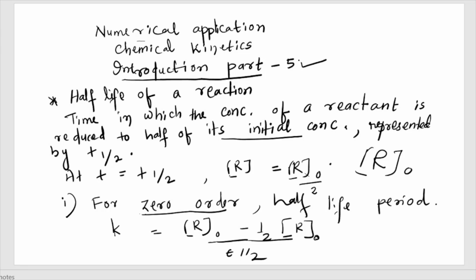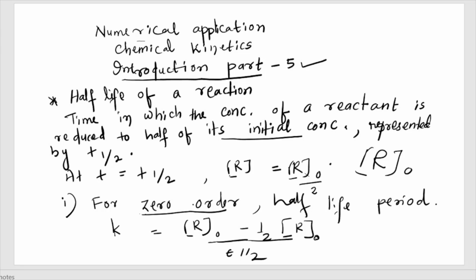If R0, the molar concentration, is the initial concentration, then it is reduced to half. So at a time t, then what happened? If it changes to t half, that means R changes to R0 by 2, that means initial concentration divided by 2. How many orders are there? You know till now: zero order, first order and second order. Zero order and first order are very important.